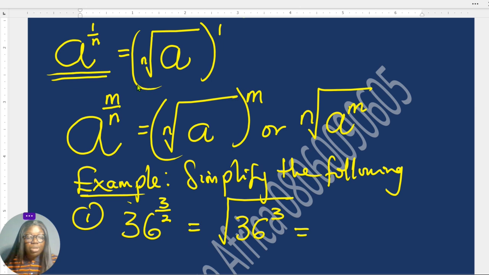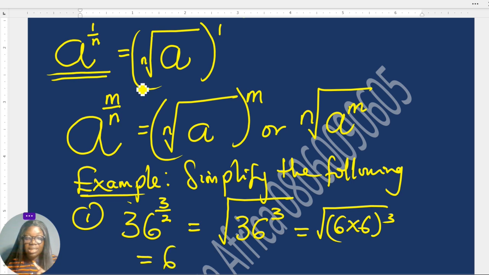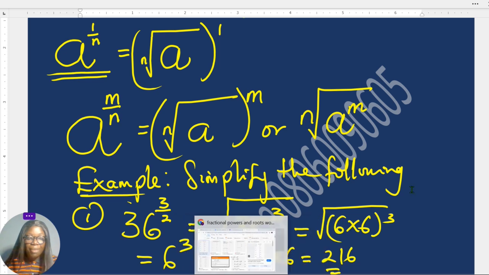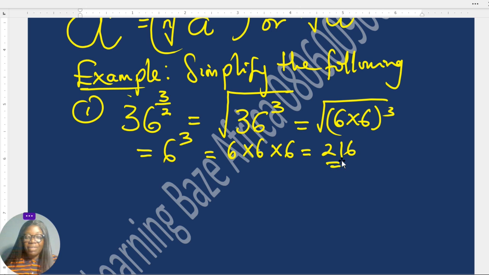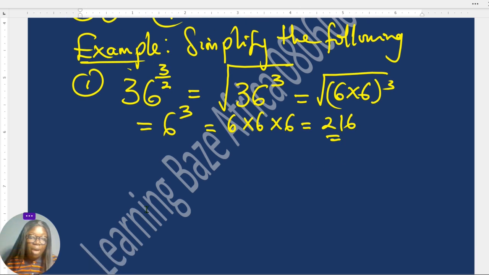Okay. So the square root of 36 is 6. That's 6 times 6, all raised to power 3. So now the square root of 36 is 6. Then we still have the raised to power 3. So now what is 6 raised to power 3? That would be 6 times 6 times 6. So 6 times 6 is 36, and 36 times 6 is 216. So we have been able to simplify 36 raised to power 3 over 2. And that is giving us 216 as our answer.